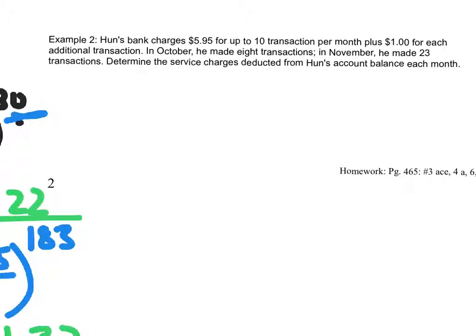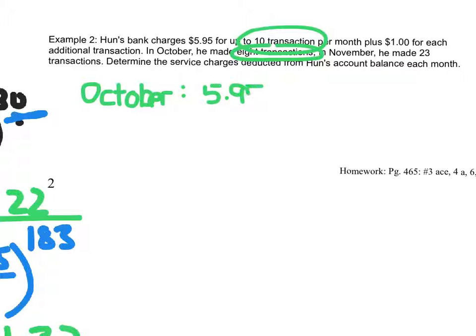So for example, Hun's bank charges $5.95 for up to 10 transactions per month, plus $1 for each additional transaction. In October, he made 8 transactions. In November, he made 23. Determine the service charges deducted from Hun's account each month. Let's look first at October. In October, Hun made 8 transactions, but he is allowed 10 transactions. So he's only charged $5.95 that month, right? Because he had less than 10.